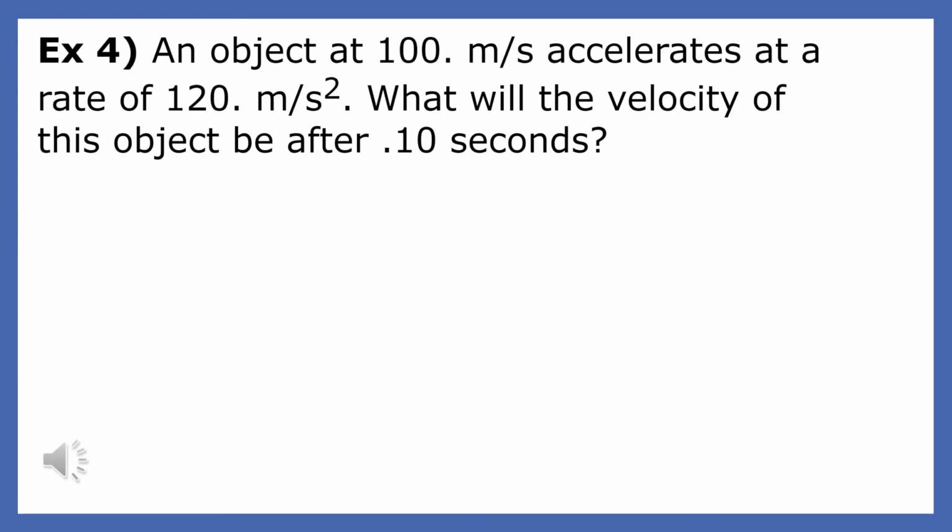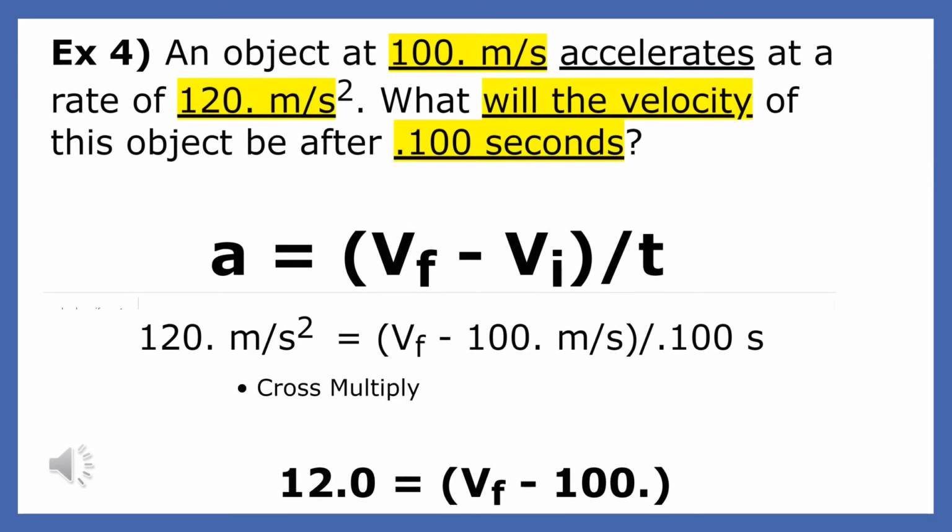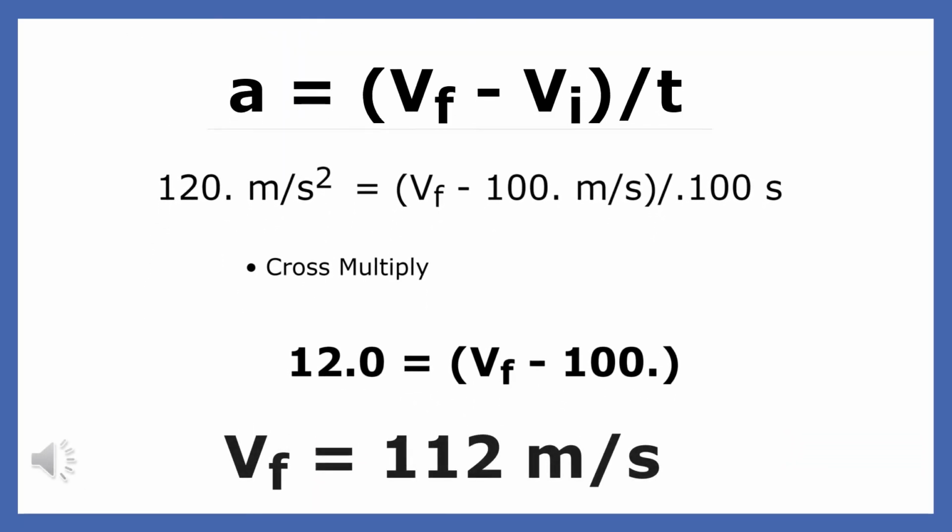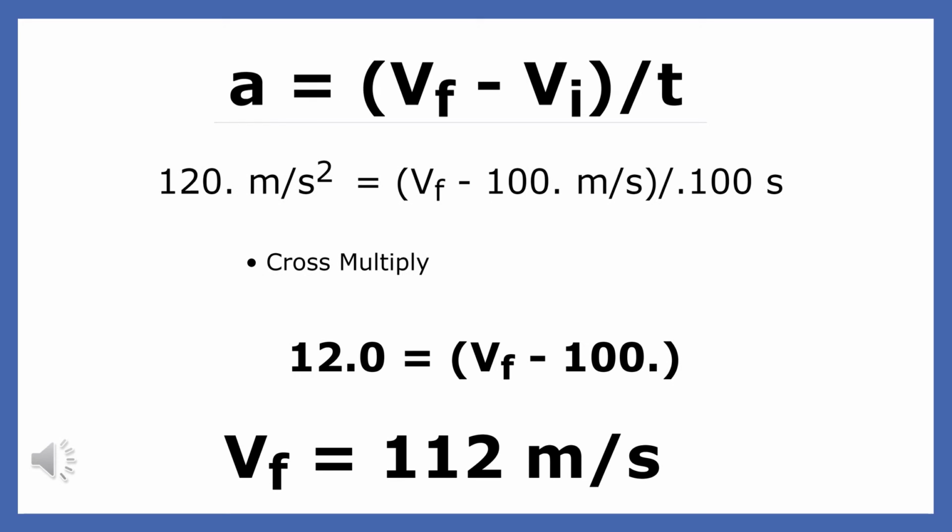Let's try another problem. An object at 100 meters per second accelerates at a rate of 120 meters per second squared. What will the velocity of the object be after 0.1 seconds? Once again, the first step is to underline the important information to make it stand out. Step 2 is to write the equation, and step 3 is to substitute our information into the equation with units. When we cross-multiply, we see that 12 is VF minus 100. When we add 100 to both sides, we find the final velocity is 112 meters per second.